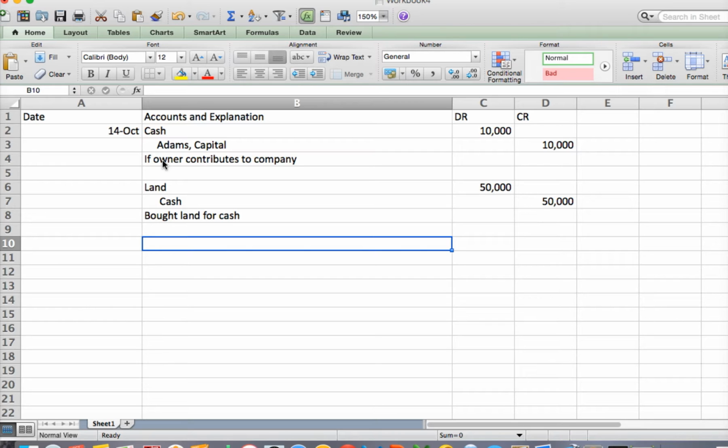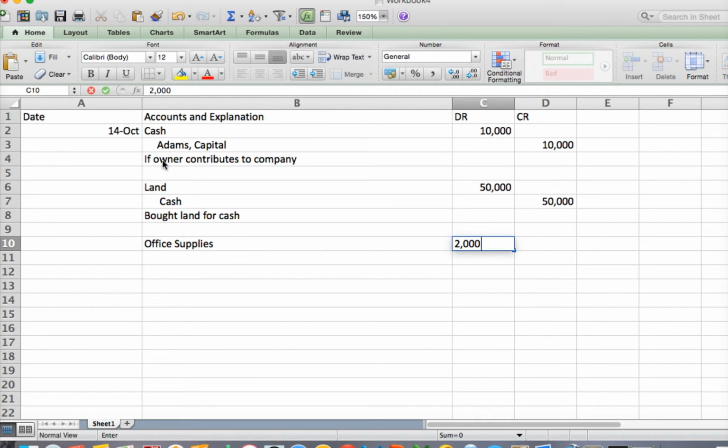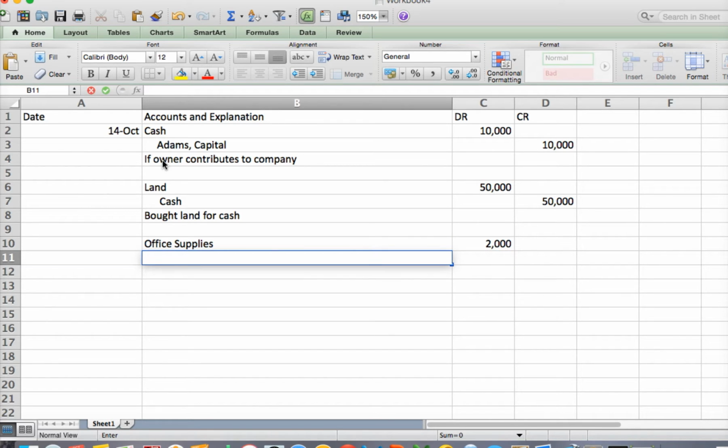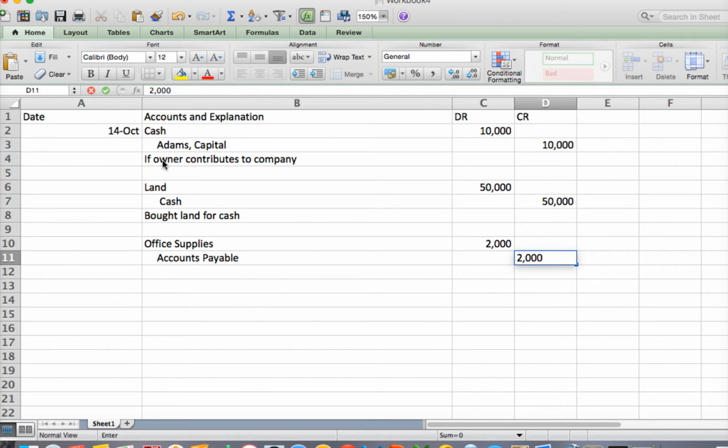Purchasing office supplies for credit, okay? Office supplies is a type of asset, and we are purchasing it for credit, which means we owe someone in the future. So let's say this is $2,000 worth of office supplies. We'd have a $2,000 debit to office supplies. And then since it's something that we're going to owe in the future, it's got to be some type of liability account or a payable account. So we're increasing our liabilities by $2,000.